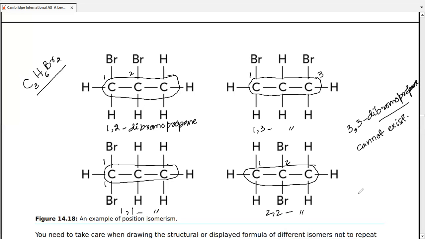You're asking for 3,3? Yes, I am asking about 3,3, and I'm specifically saying it does not exist or it is actually a wrong name. Now, I'm asking you the reason. Can you tell me why? What would be the reason why this would be a wrong name or why it cannot exist?